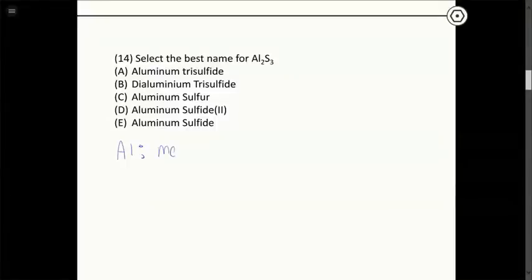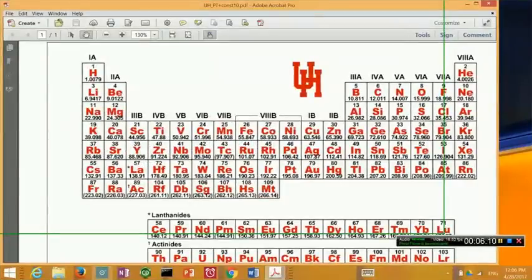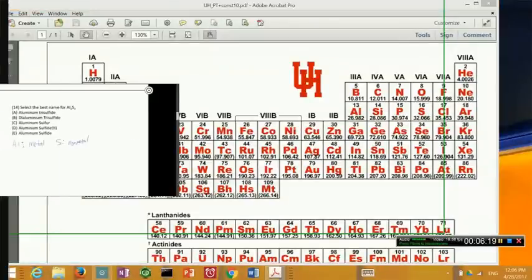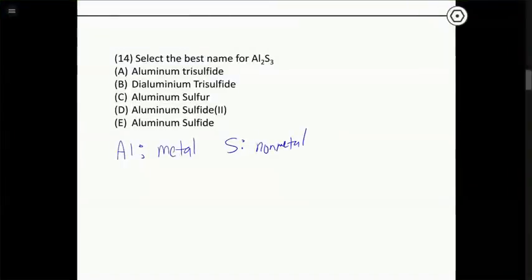Okay, we talked about this last time. Aluminum is a metal. It's not the most obvious metal, but it is on the left side of the P block. It's a main group metal. Sulfur is, of course, a nonmetal because it's on the right side. So going back to the periodic table here for a second, we have aluminum, which is right here. It's on the left side of the staircase, so it's a metal. Sulfur over here, clearly a nonmetal. Both in the same row. So we have a metal combined with a nonmetal, which means it's an ionic compound.